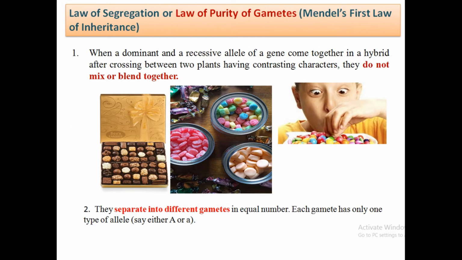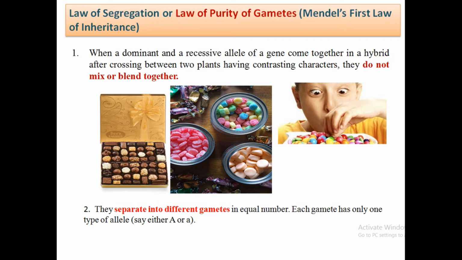Now the law of segregation, or law of purity of gametes, Mendel's first law of inheritance. What it says is, when a dominant and a recessive allele of a gene come together in a hybrid after crossing between two plants having contrasting characters, they do not mix or blend together. Like the chocolates in a chocolate box, we can say these are different genes, all present in the same place, but they will never blend together.